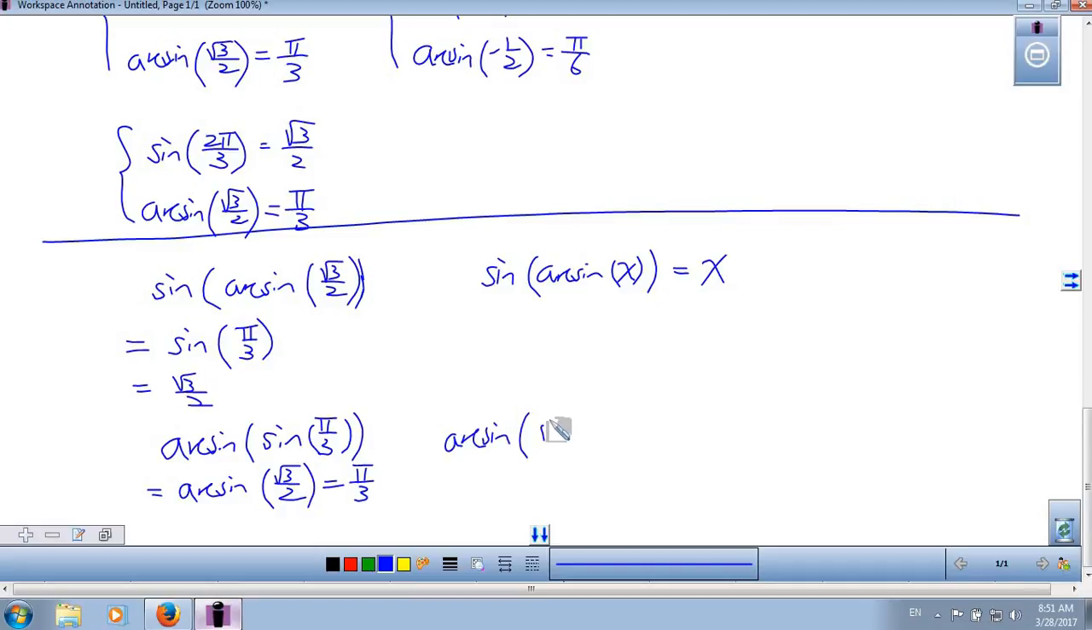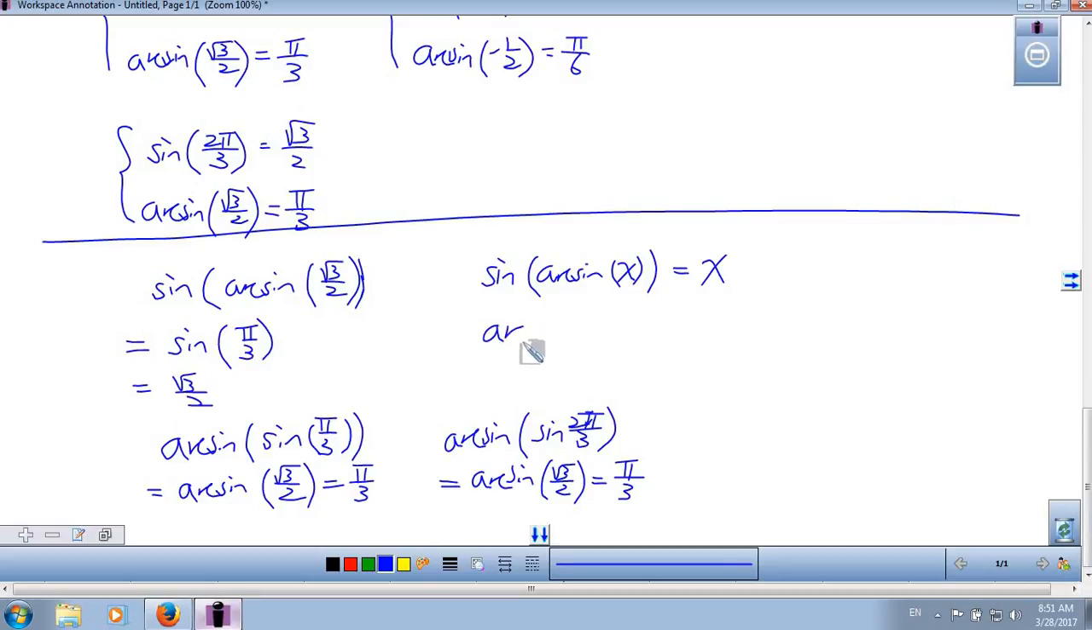But what about arcsine of sine of 2 pi over 3, which we used already? Sine of 2 pi over 3 is also square root of 3 over 2. However, arcsine of square root of 3 over 2 does not return 2 pi over 3. It only returns pi over 3. So when you do arcsine of sine of x, it doesn't necessarily give you back x.